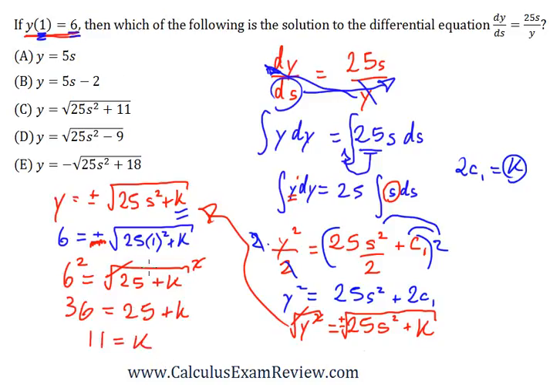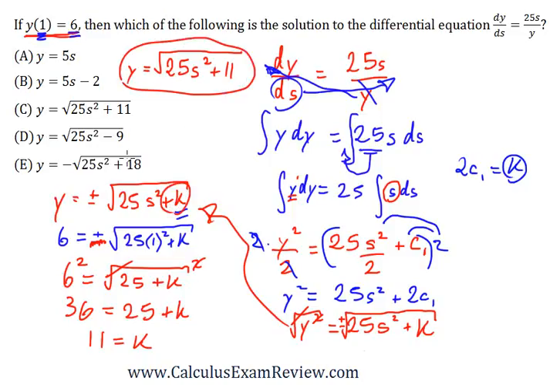Great. Now we know that we have figured everything out. So y is equal to the square root of 25s squared plus 11, because k is 11. So that is answer C. That's it.